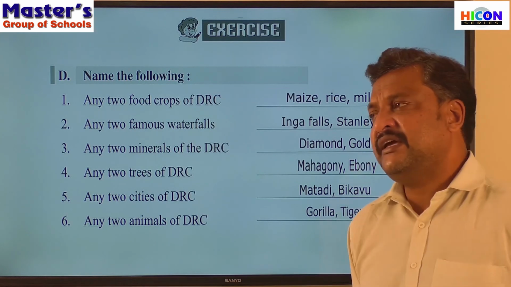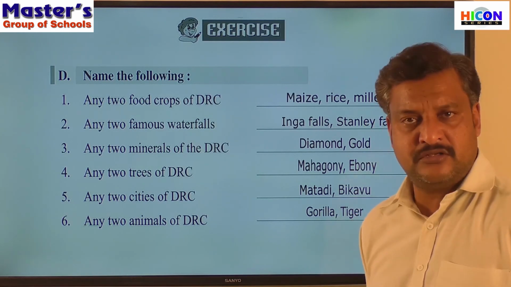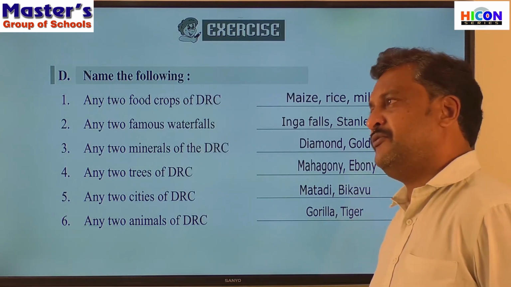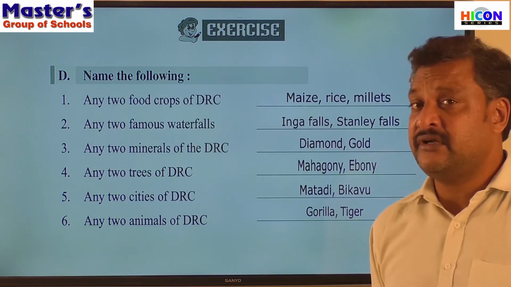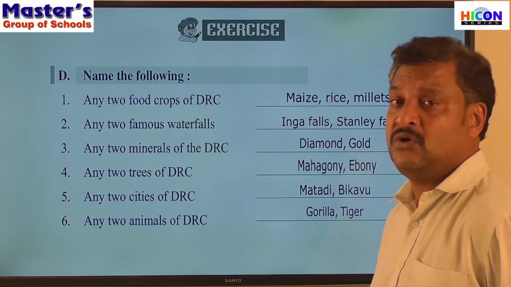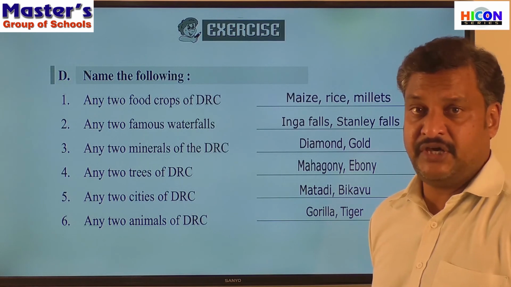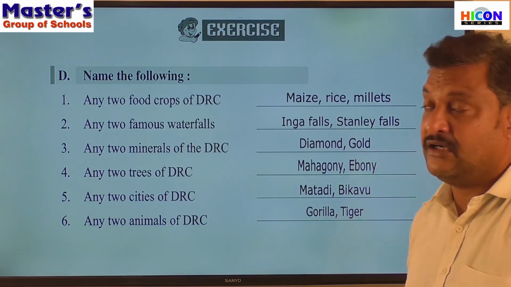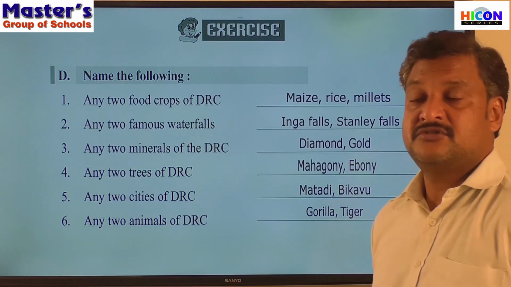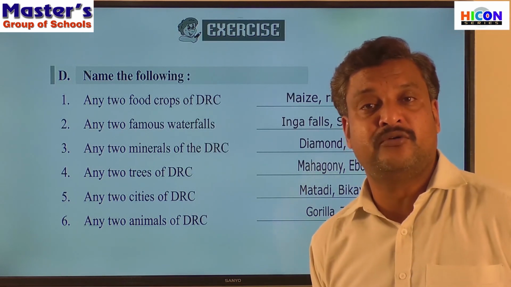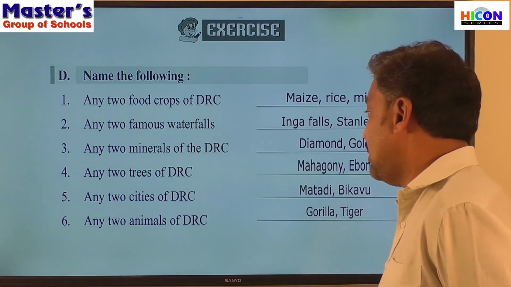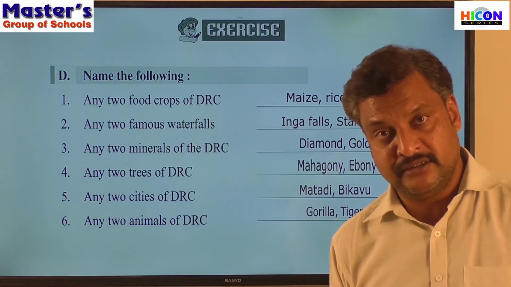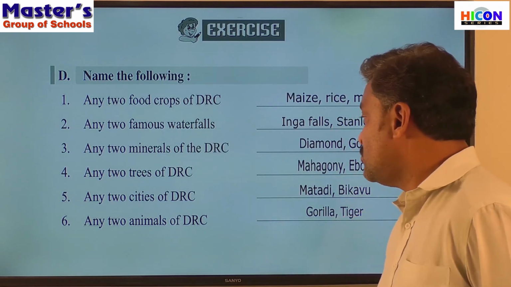Any two kinds of trees. So about the trees, we have seen that they are very tall trees. They grow up to 50 to 60 meters high with a thick canopy on top of it, and they are also hardwood trees. Okay, so mahogany is a hardwood tree. Yabani is a hardwood tree. So the kinds of trees that are usually found in the Congo basin are hardwood trees like mahogany and yabani.